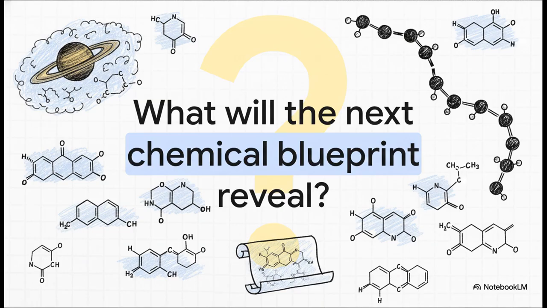So the next time you hear about scientists finding toxic stuff in the clouds on Titan or discovering brand new molecules floating in deep space, just remember, it all starts right here. It starts with this simple blueprint, a Lewis structure, that lets us see, predict, and understand the very molecules that build our entire universe. It just makes you wonder, what's the next blueprint going to show us?